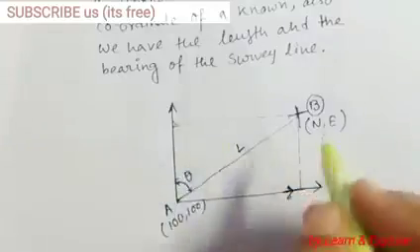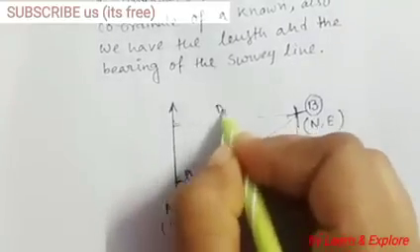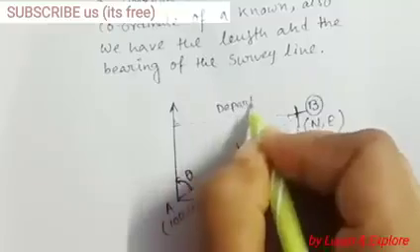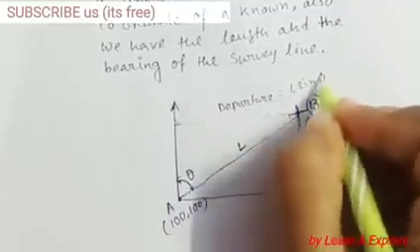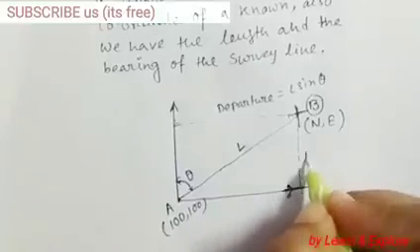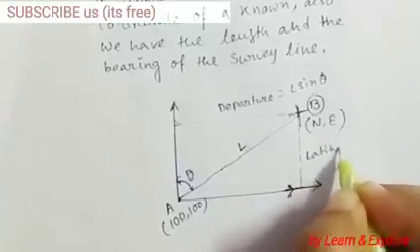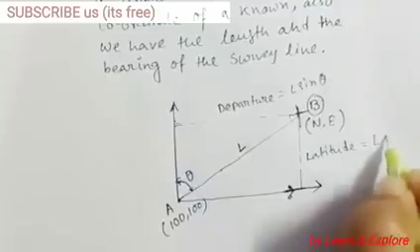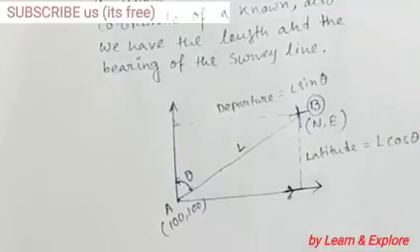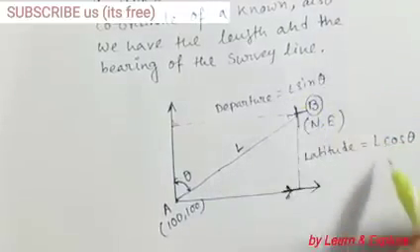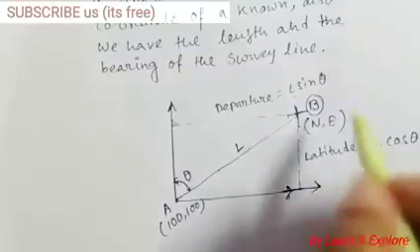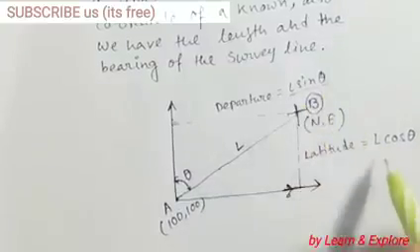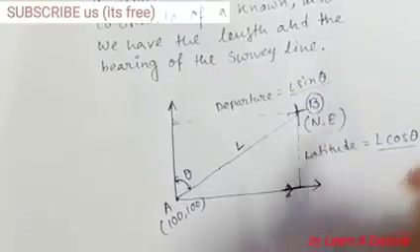So departure is equal to L sin theta, and latitude is equal to L cos theta. Maybe here a question arises: how do this L sin theta and L cos theta come from? So I am going to explain how this L sin theta and this L cos theta come from.